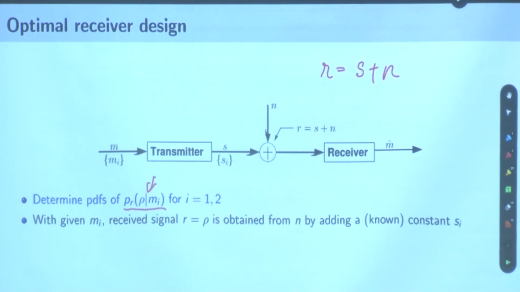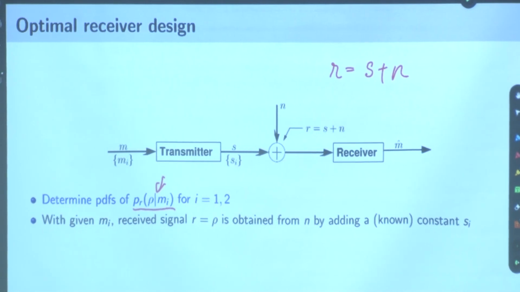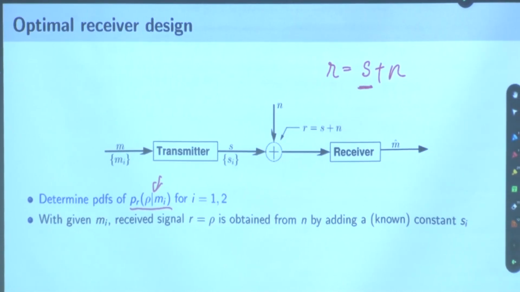What is R? R is being generated by adding a known constant S to some random variable N, because it is given. To summarize, R is basically derived by adding a known constant S of i to N. What are we referring to as S of i? For a given Mi, S of i is generated. So we know what S of i is being transmitted if we are calculating this probability.